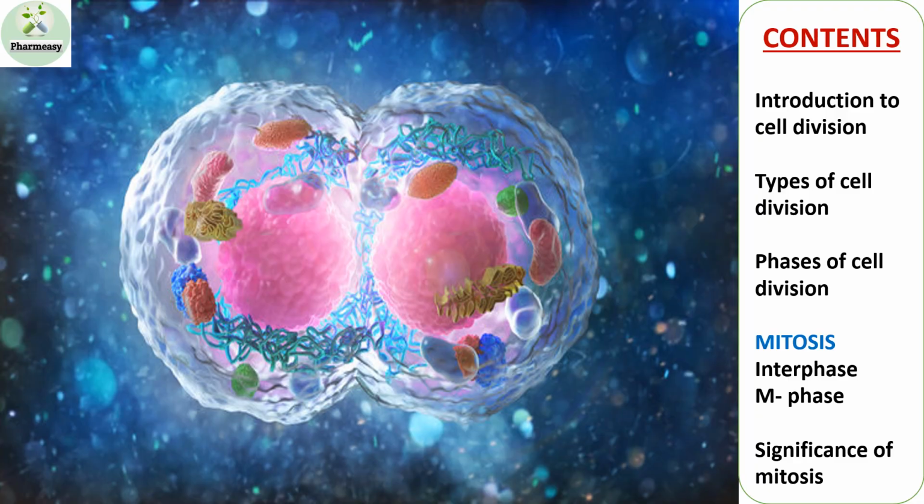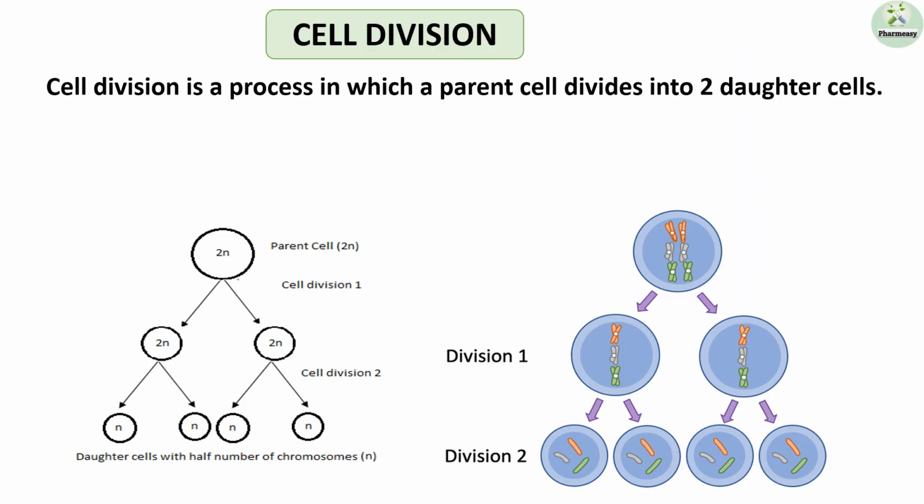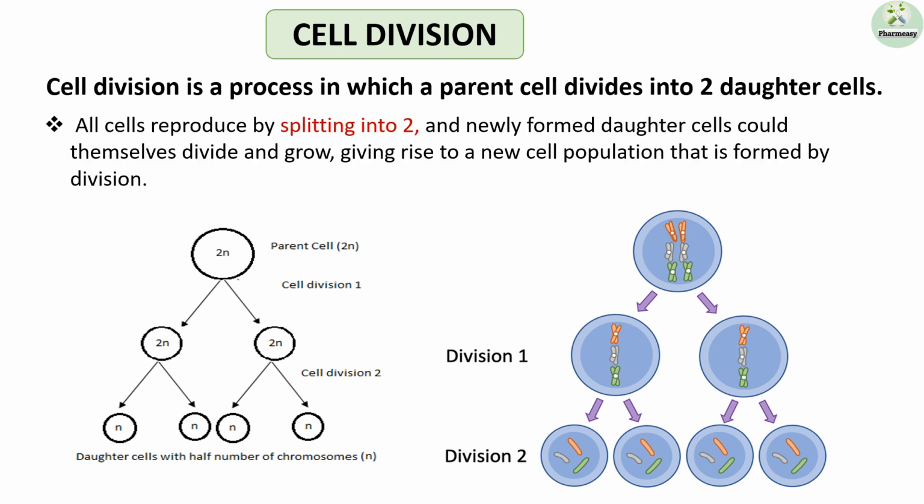So, let's start. Cell division is a process in which a parent cell divides into two daughter cells. Reproduction of cell takes place by splitting into two and new daughter cells are formed. Daughter cells themselves divide and grow. This is a diagram of cell division in which mitosis and meiosis both occur.